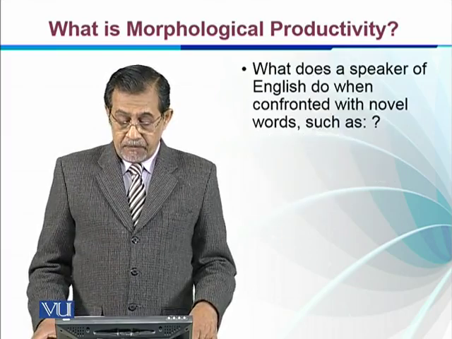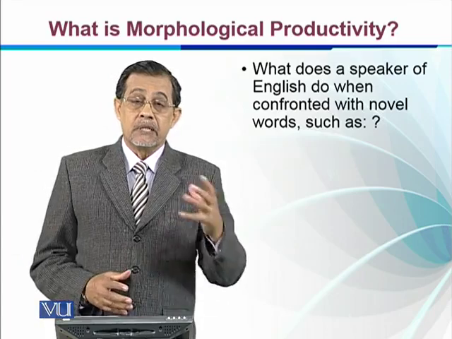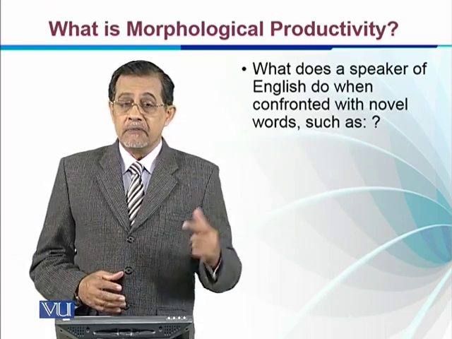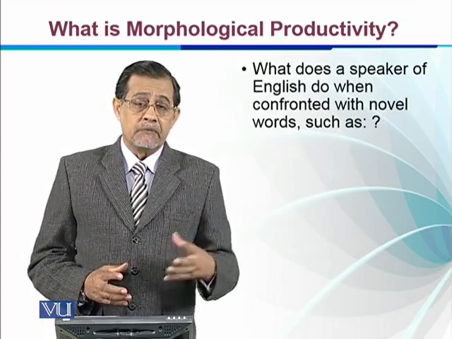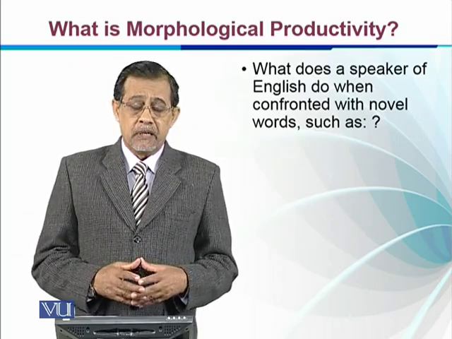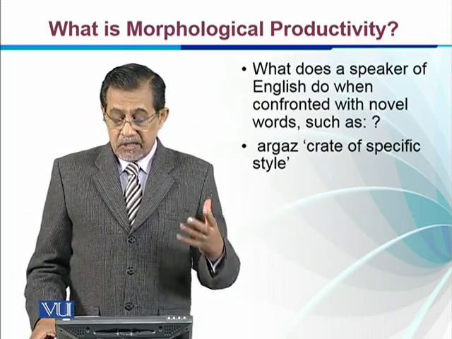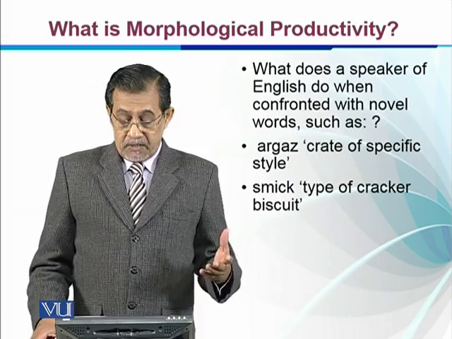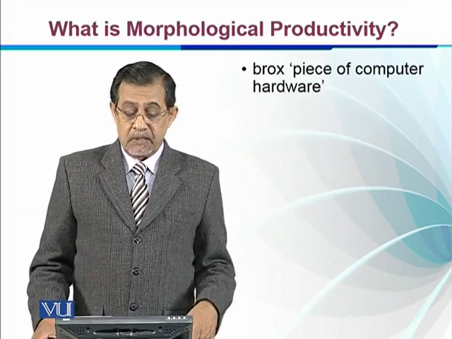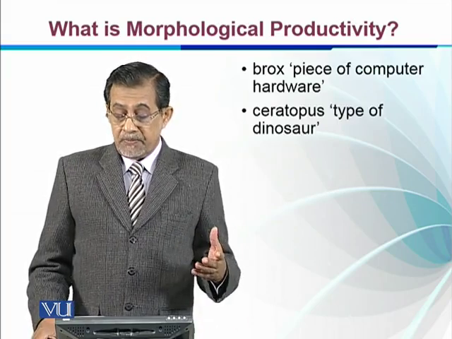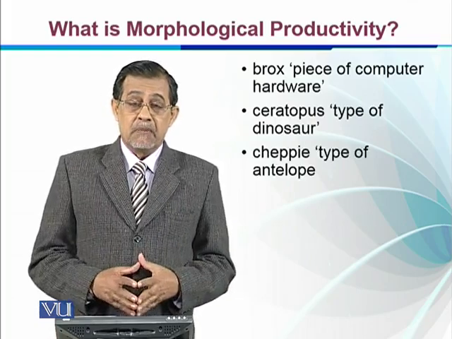What does a speaker of English do when confronted with new words? Let's look at what the Englishman does to make a word plural when he receives it. Generally, nouns from other languages enter a language in the first place. So there are certain words: argazes, trait of specific style; smick, type of a cracker, biscuit; brox, piece of computer hardware; ceratopus, type of dinosaur; cheppy, type of antelope. So these are some unusual words.